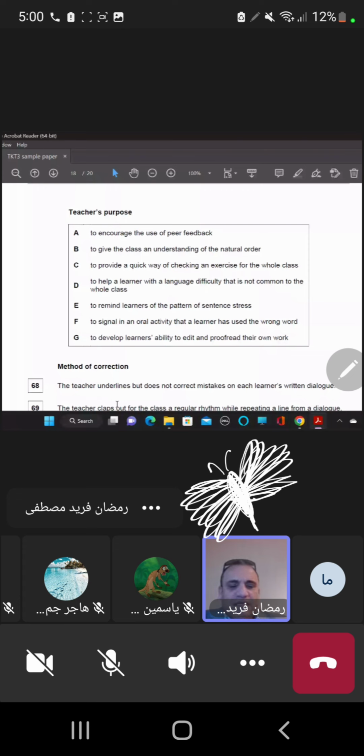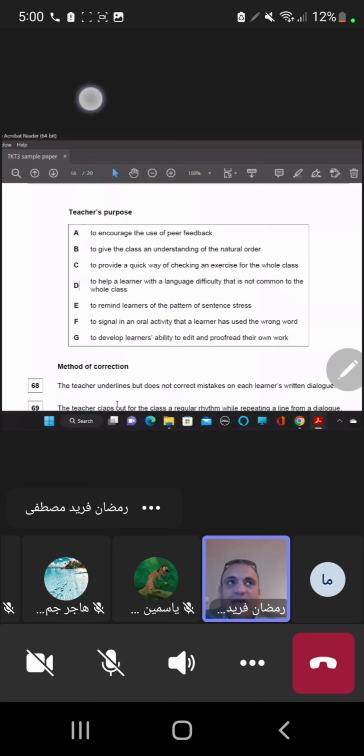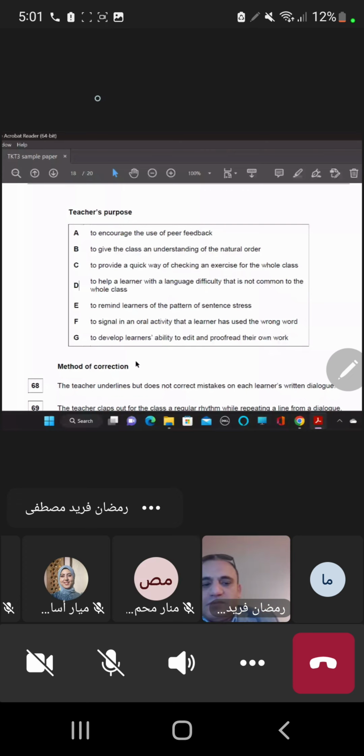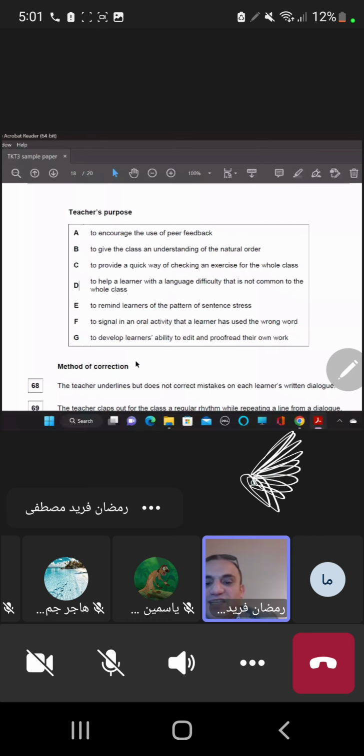We took something very similar to this before: instead of correcting, I will just underline the incorrect response or the mistakes. So what would be the teacher's purpose? Read A or B or C or D or E or F or G. G. Number G. To build learners' ability to edit and proofread their own work. Yes, correct. Number G. This is the correct answer.